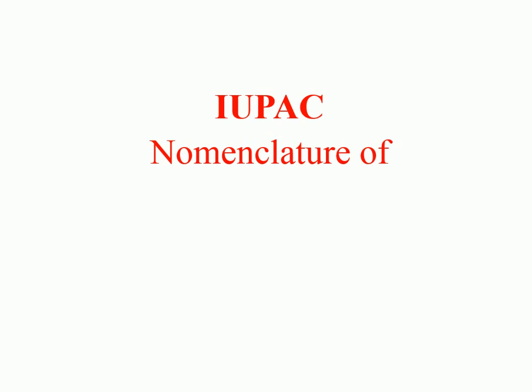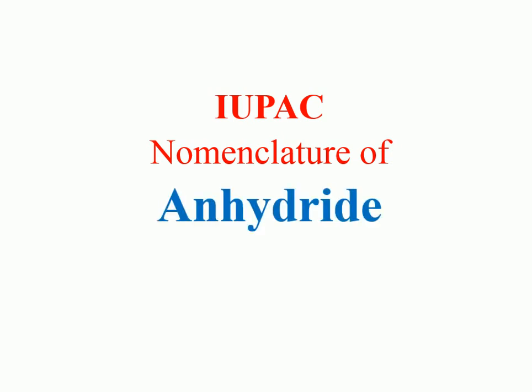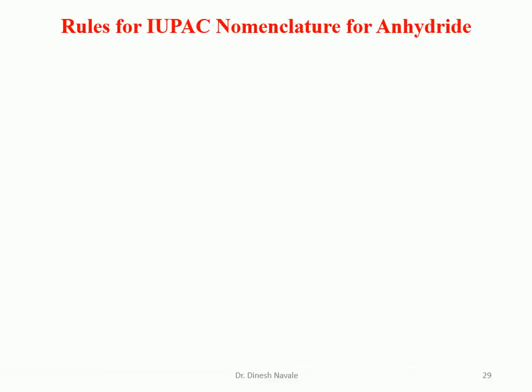So now we are going to discuss the IUPAC nomenclature of another acid derivative, which is the anhydride. So it is the IUPAC nomenclature of the anhydride compound. So, the rule for the IUPAC nomenclature for the anhydride.